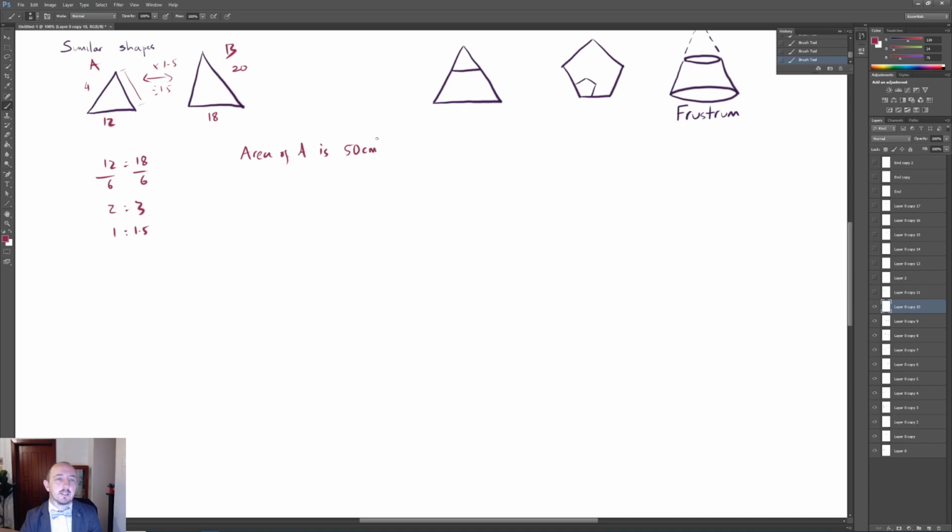Okay, then they'll do something like, well, the area of A is 50 centimeters squared. What's the area of B? And students go, well, it's a 1.5 scale factor, so I just times it by 1.5 and I get 75. But when you have an area of something and I make it bigger, I'm actually multiplying two of the lengths by 1.5. So I'm multiplying by 1.5 in one direction and then in the other direction as well. So I'm multiplying by 1.5 squared.